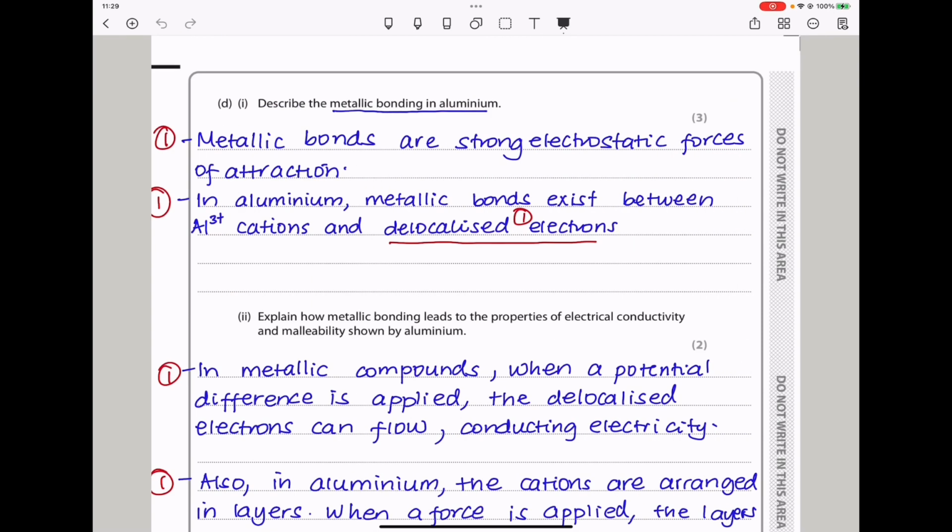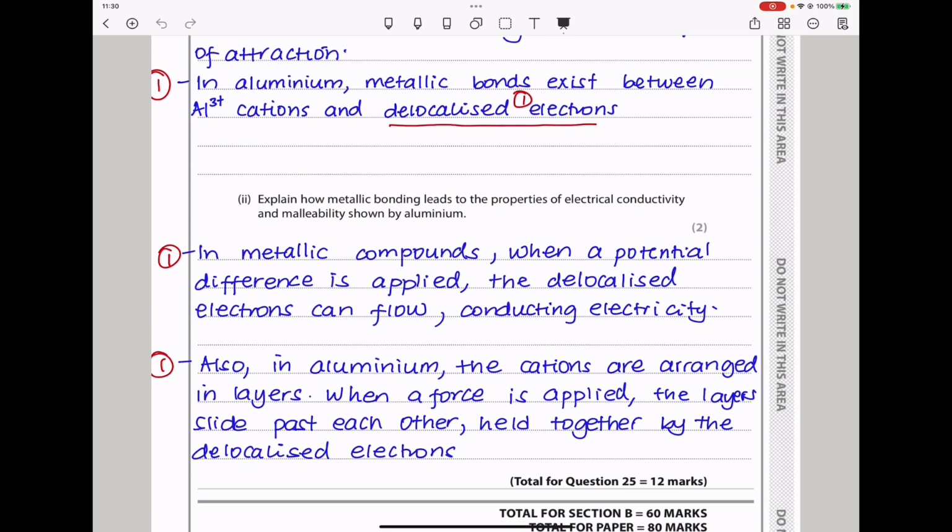Moving on. In part D, describe the metallic bonding in aluminium. Now, metallic bonding in aluminium, we have cations of 3 plus charge that have lost 3 electrons, and each cation can form 3 metallic bonds. So I said metallic bonds are strong electrostatic forces of attraction. In aluminium, metallic bonds exist between aluminium 3+ cations and delocalized electrons. So finally, they say explain how metallic bonding leads to the properties of electrical conductivity and malleability shown by aluminium.